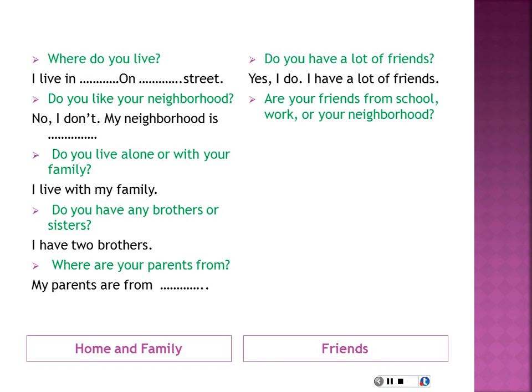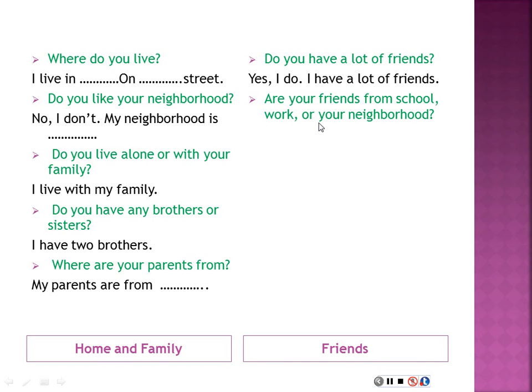Okay, the next question. Are your friends from school, work, or neighborhood? So here we have a number of commas. عدد من الفواصل. Why do we use commas? When we have a list of more than two. عندما يكون عندنا شيء نسميه قائمة، عدد من الأشياء التي نسردها, like school, work, or neighborhood. We don't say school or work or neighborhood. We use a comma and before the last one, قبل آخر عنصر في هذه القائمة أو هذا السرد نستخدم or.